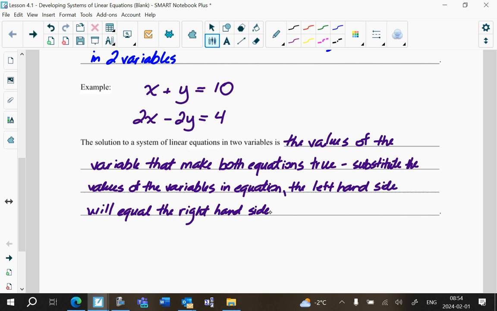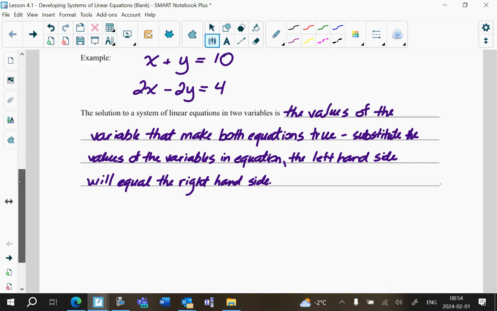So for above, X is going to be 6. Y is going to be 4. That's what it works out to. Why?